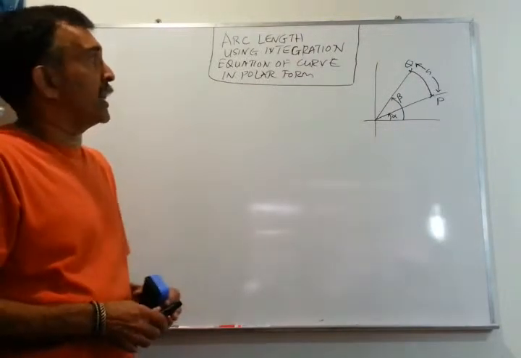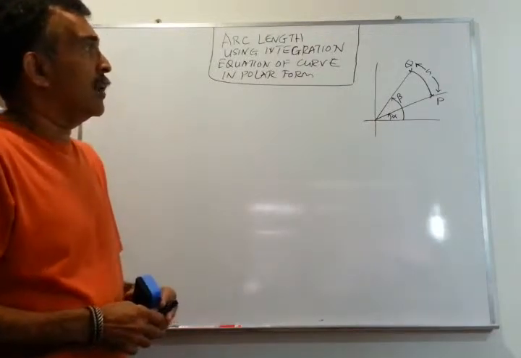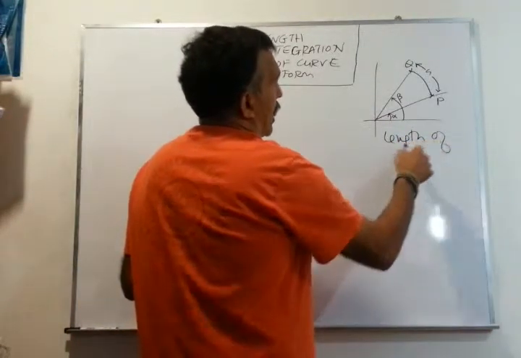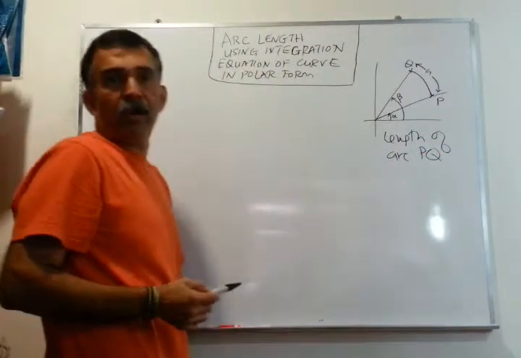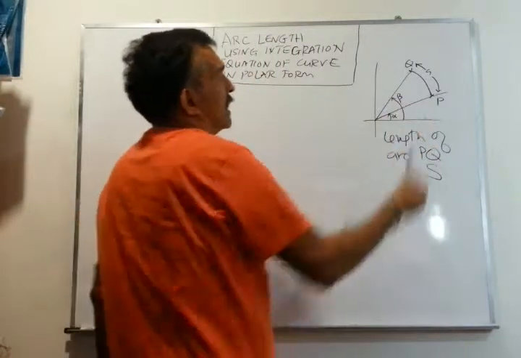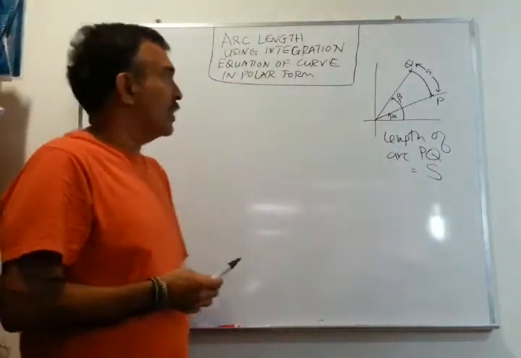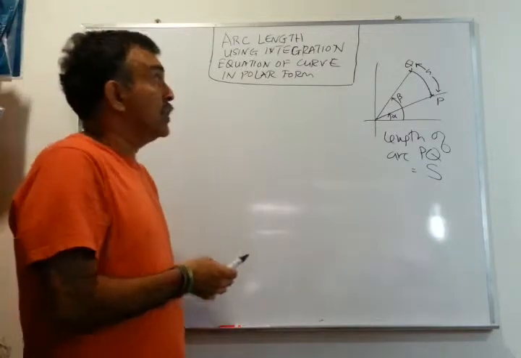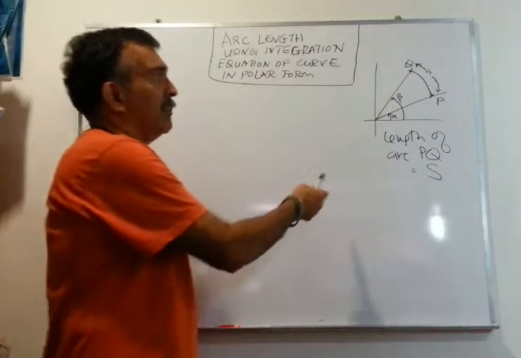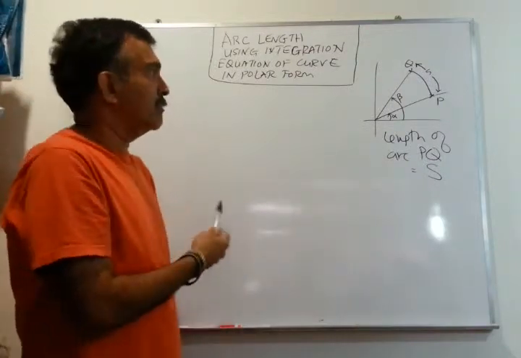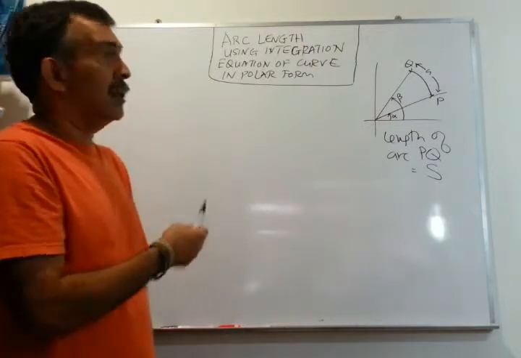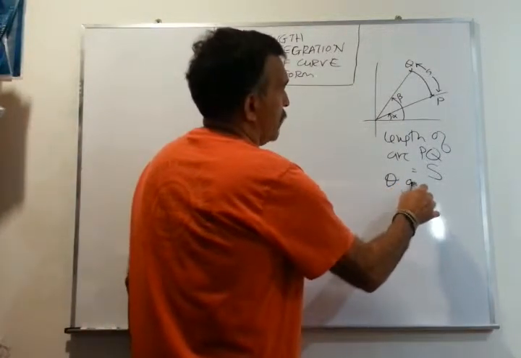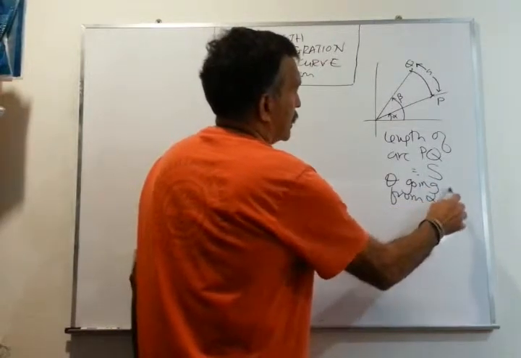Okay, I've drawn a little picture here on the right to give an idea what we're going to talk about. We're trying to find the length of arc BQ, and we're going to call it S. Theta is going from alpha to beta. We are quite familiar with alpha, beta and theta, because these are the standard notations that we use when we deal with polar coordinates. Let me write it here: theta going from alpha to beta.